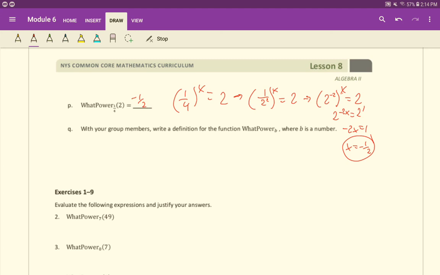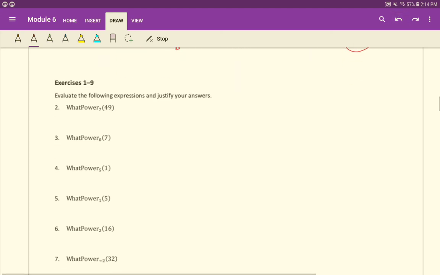All right, last one. With your group members, write a definition for the function "what power base b," where b is a number. This is just what we've been doing. We would write something like: what power base b of a is the same thing as saying b to what, or equals x. It's the same thing as saying b to the x is equal to a. b to this power gives you a. We'll stop there, and in the next video we will get some of these exercises done.